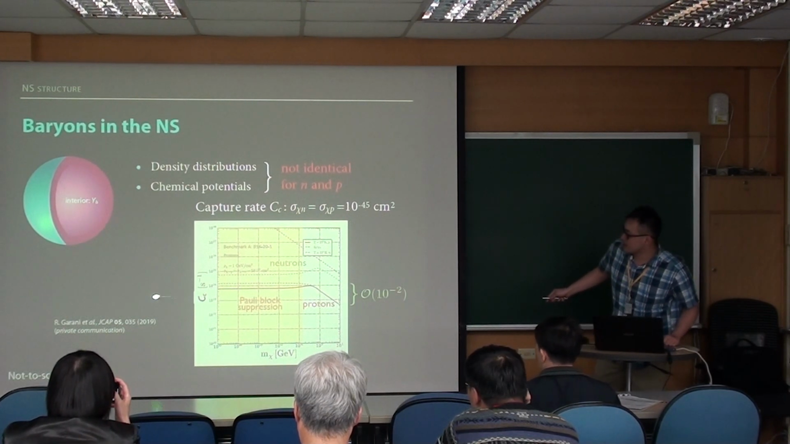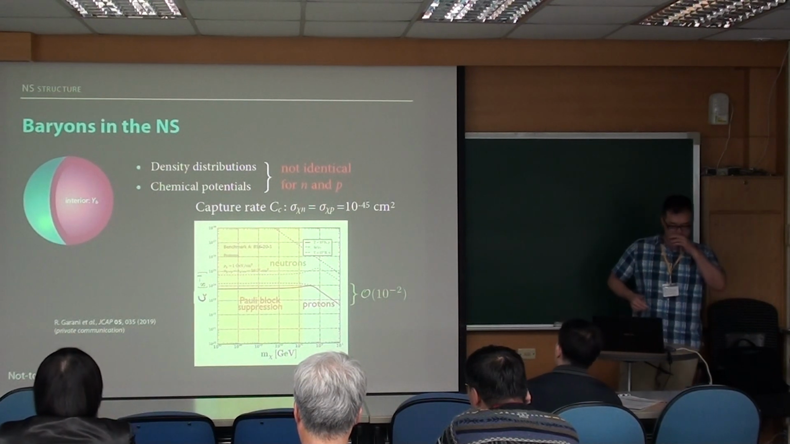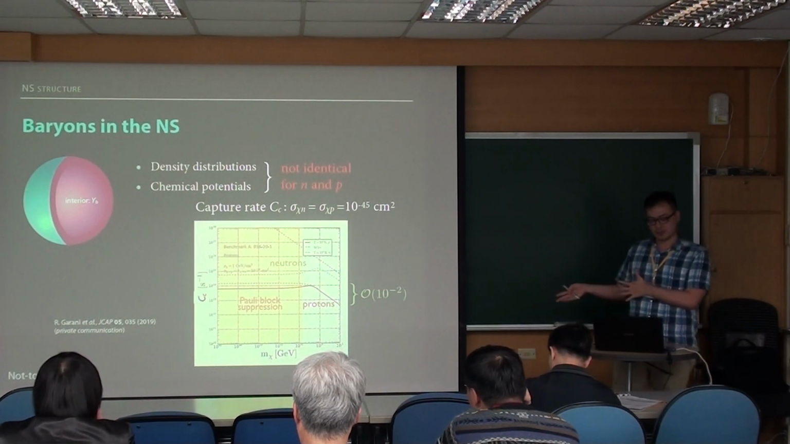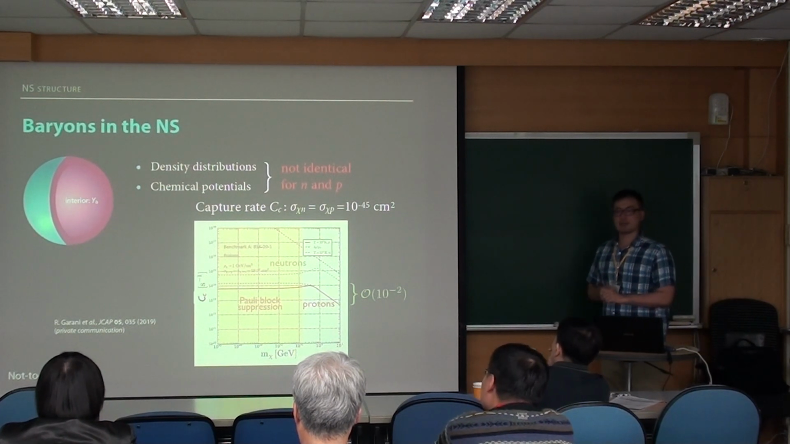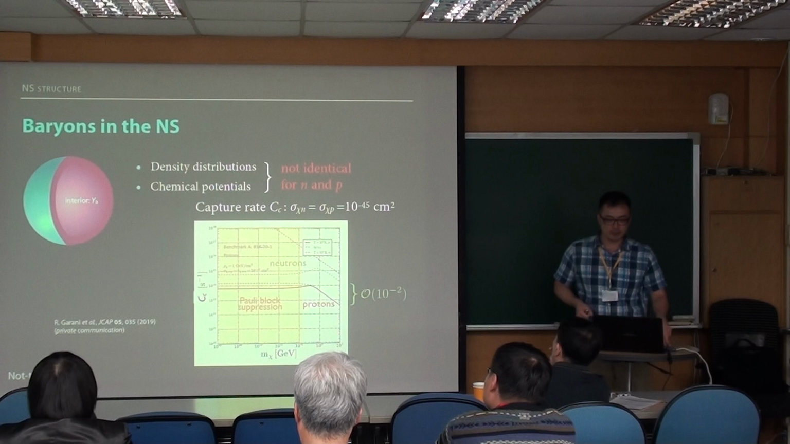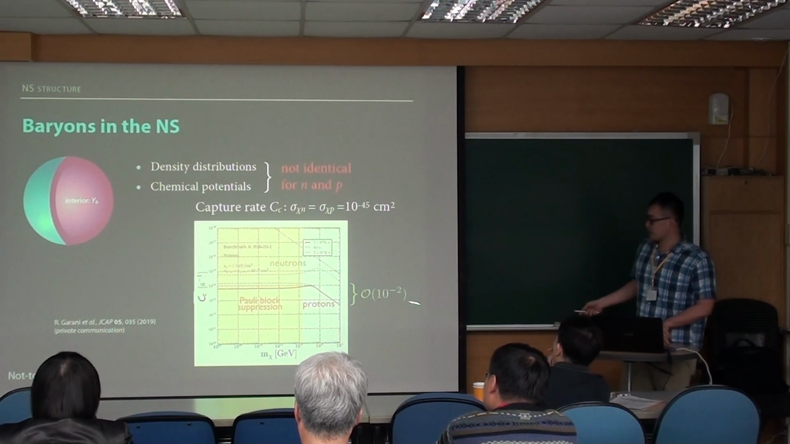This flat line here is due to the Pauli suppression effect, because most of the particles inside the neutron star are in a degenerate state, so not all scattering can happen. The dark matter particle must transfer enough energy to kick the baryons out of the Fermi sea in order to make such scattering happen.